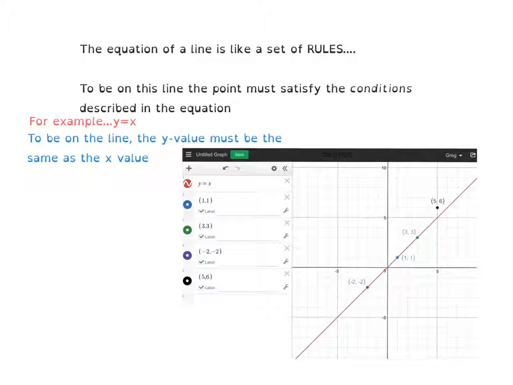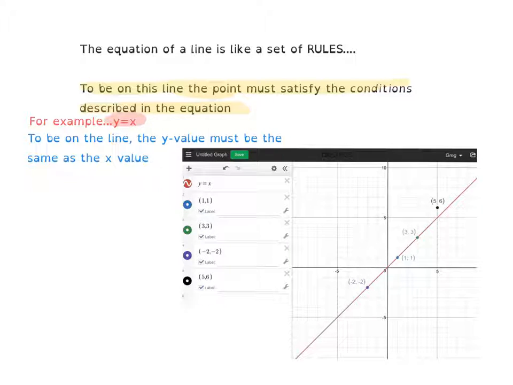The way you can think about it, if I have an equation for a line, it's telling me that to be on that line, I have to follow the rules that are described in the equation. So think of the equation as a set of rules to get into the club, which is the line. For example, if you look right here at y is equal to x, that's an equation, and it's telling us the relationship between y and x. And that's what I have just written here in words.